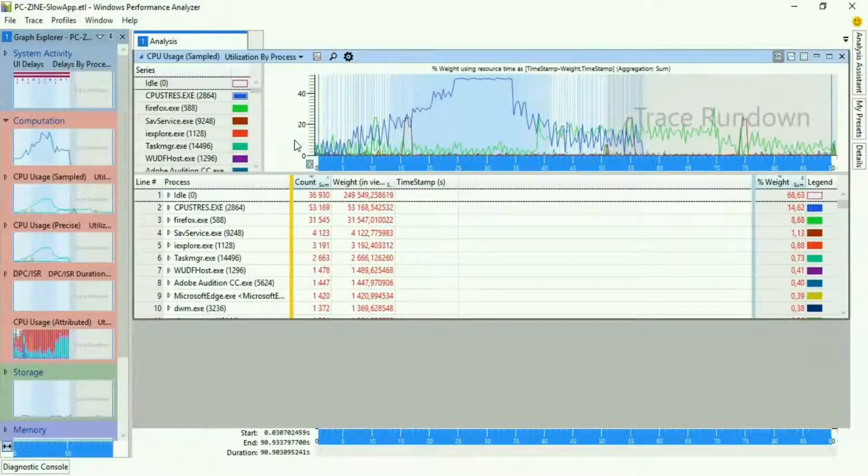The graph and the table are complementary when doing analysis. The graph shows you the over-time view and what's happening at those specific points in time, and the table is showing what the process is doing in aggregate for the entire duration of the trace.